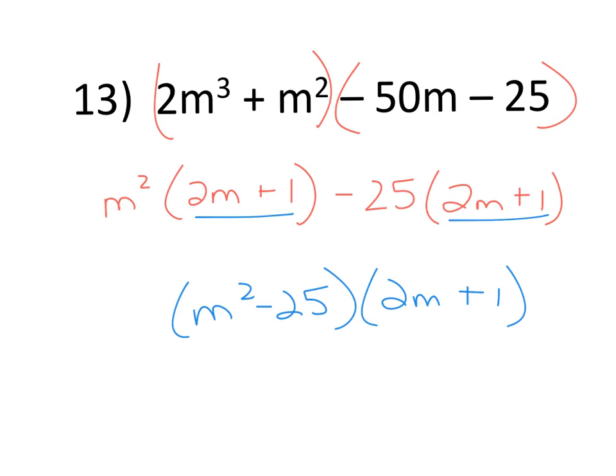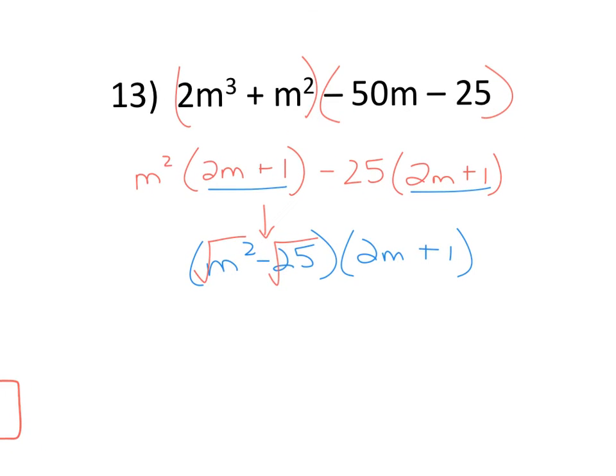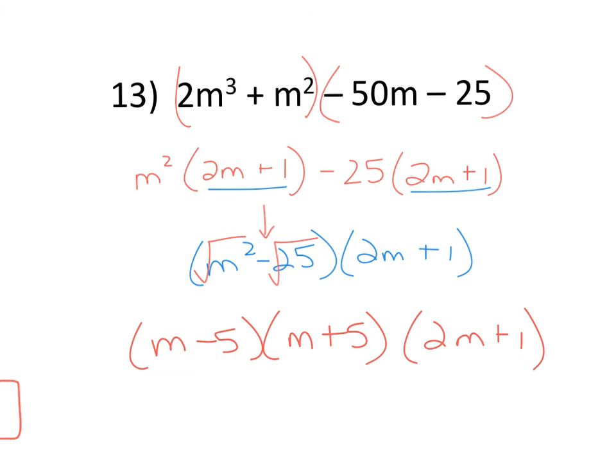Okay, now we have already talked. Pluses are done. We don't mess with that, but I do have subtraction here, so I'm checking. Can I square root? Yep. Can I square root? Yep. And do I have subtraction in the middle? Yep. So I'm going to get m minus 5, m plus 5, because that's a difference of squares, and then the 2m plus 1 just drops in. Okay? All right, and that is your final answer.